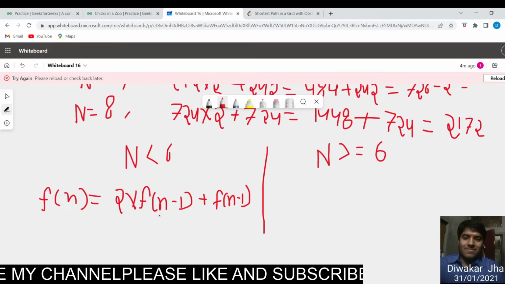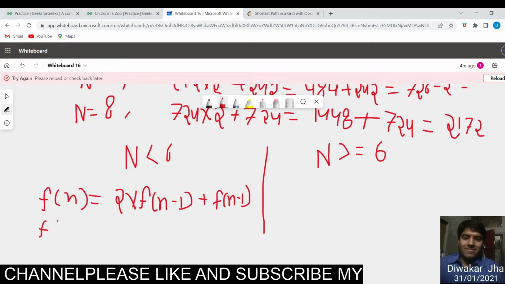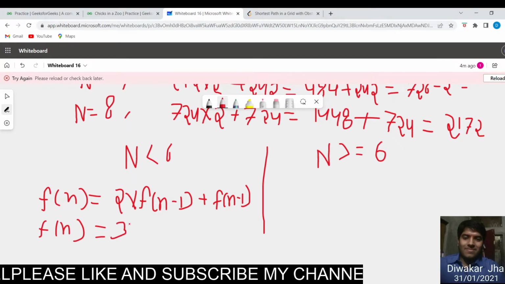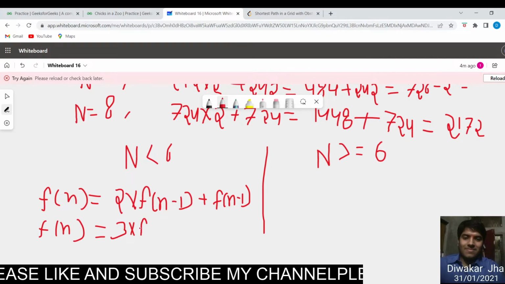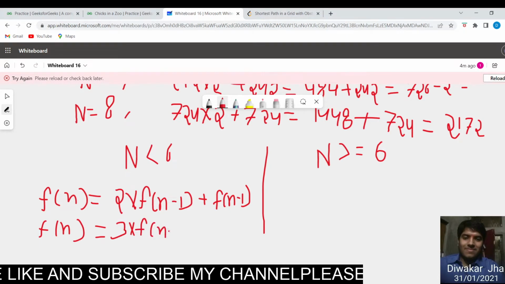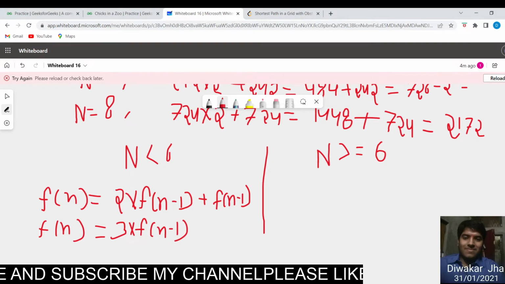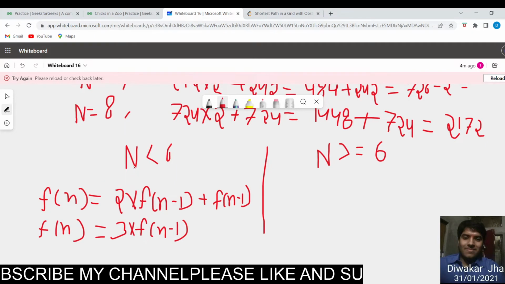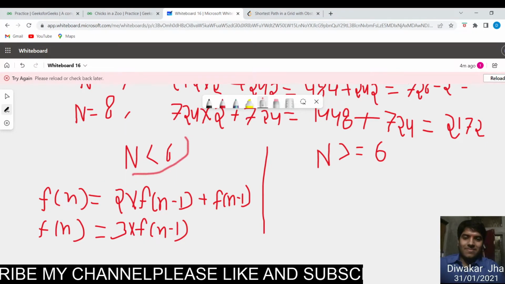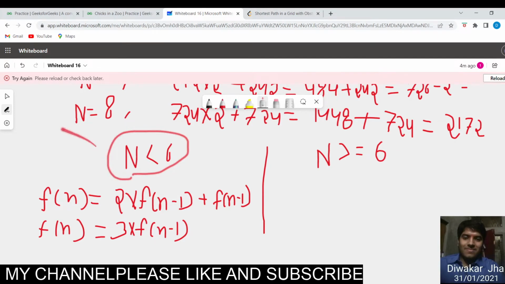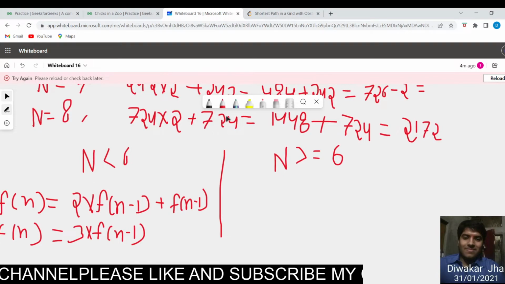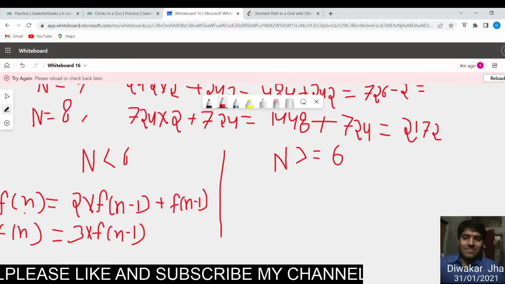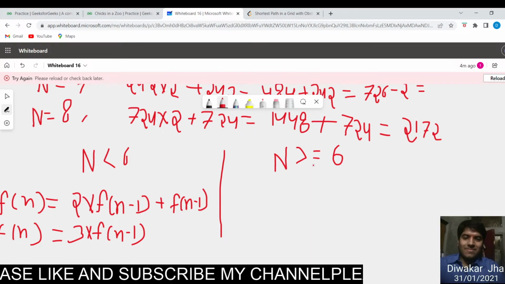So we can simply write this equation in this form, that is 3 into f n minus 1. Understood this logic? This is for when the number of days is less than 6, only less than 6. Okay, and now we will calculate when our day is greater than or equal to 6.